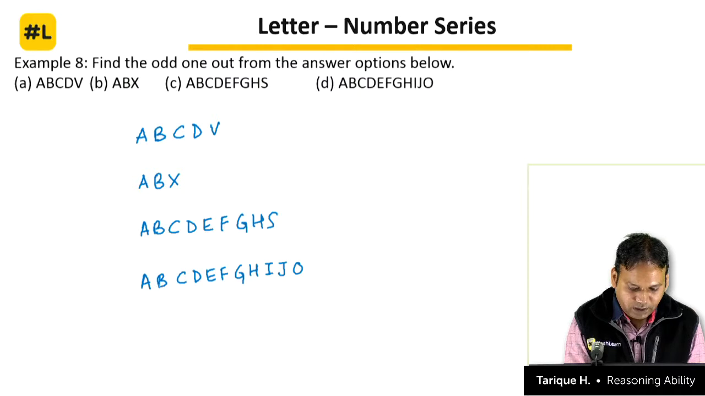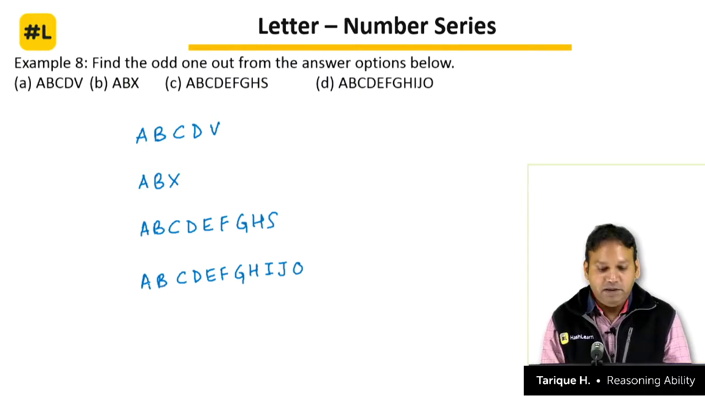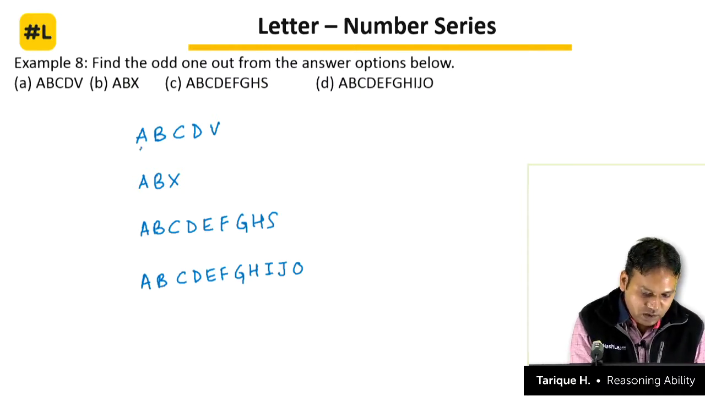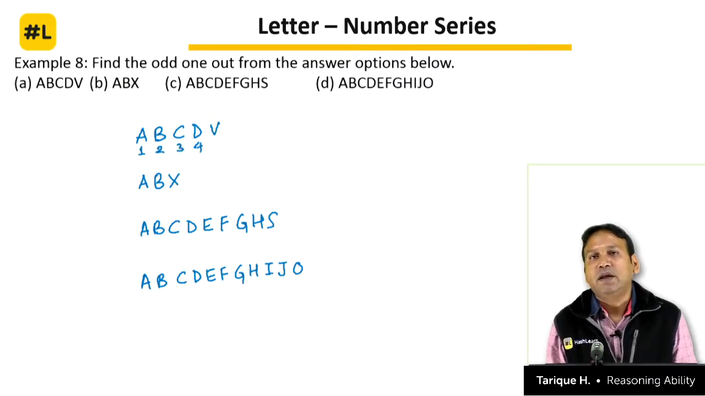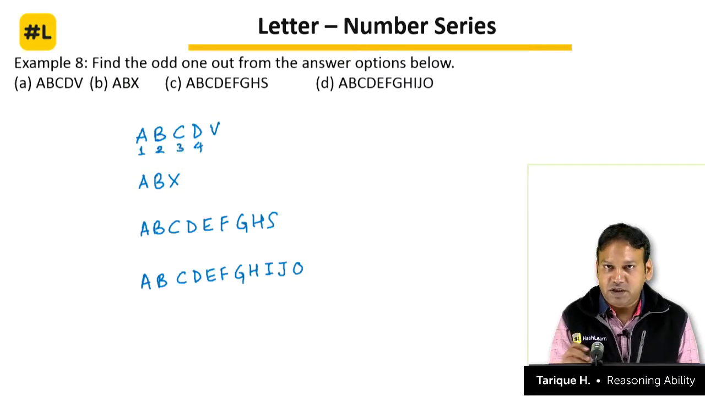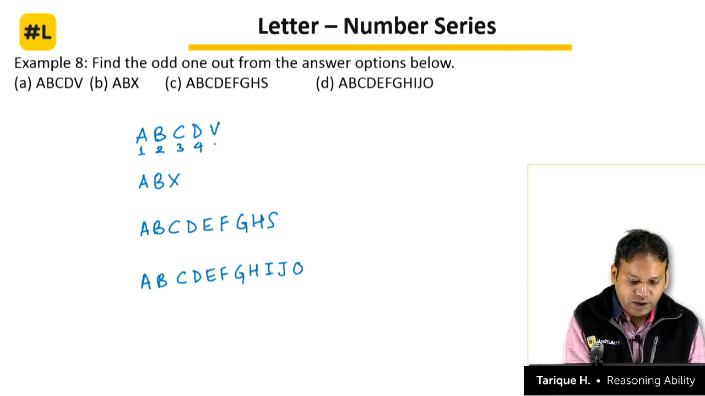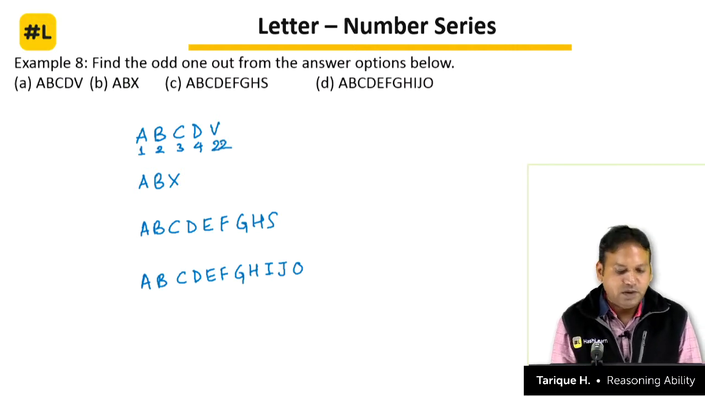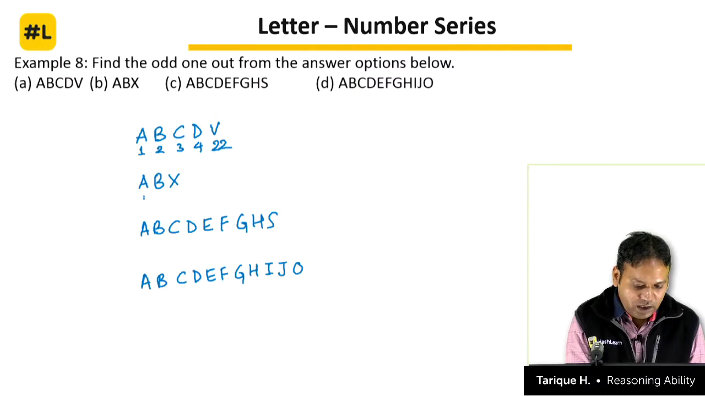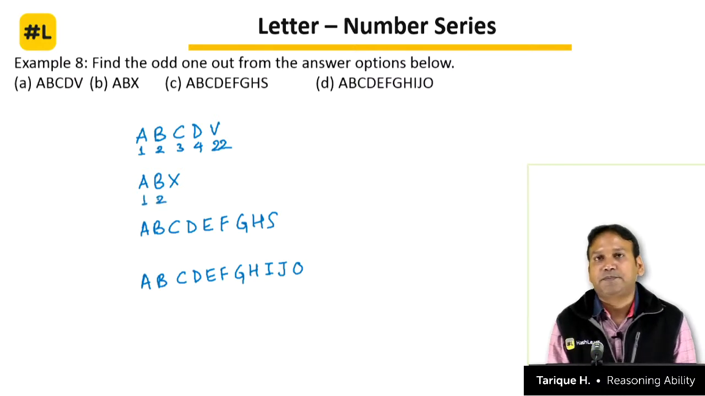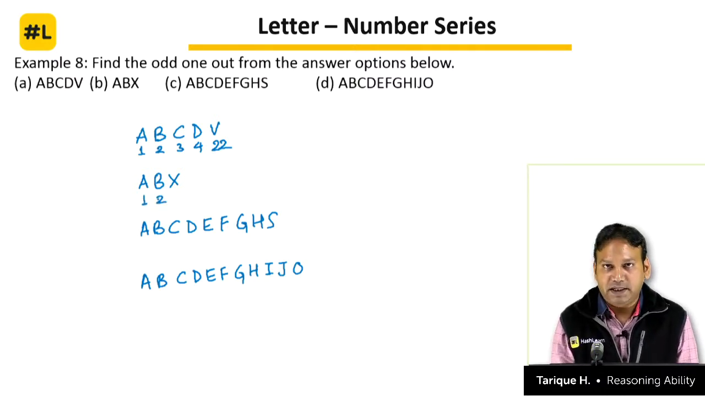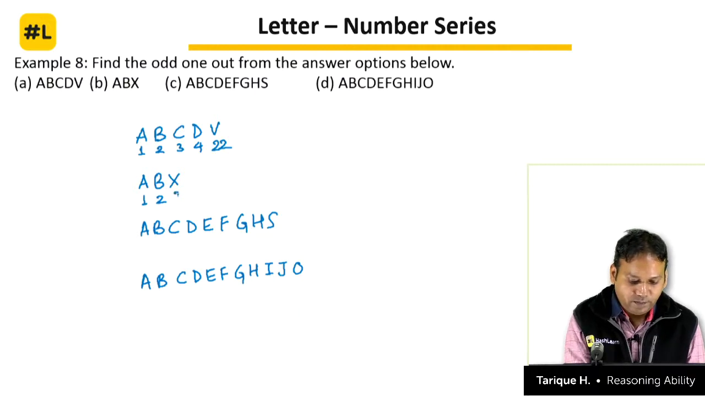Alright. So let's again start by the positional values of A. So A is 1, B is 2, C is 3, D is 4. What is V? T, U, V. So T is 20, U is 21, V is 22. Let's write down 22. Okay, let's do it for the other ones also. A is 1, B is 2. What is X? X, Y, Z. So that's X is 24.